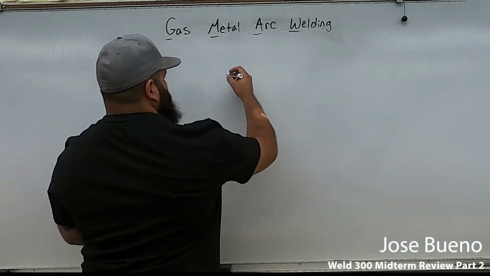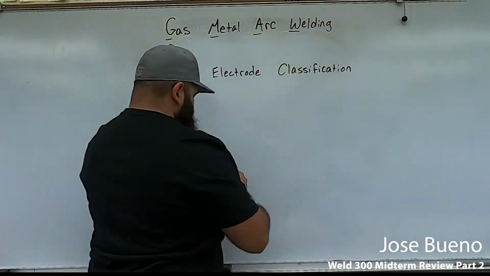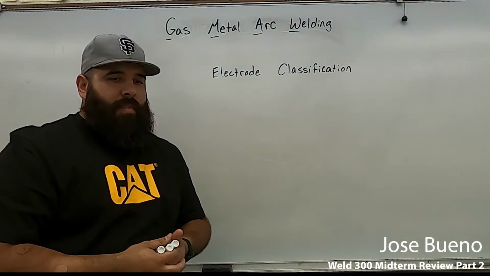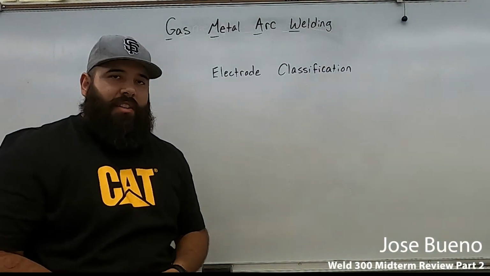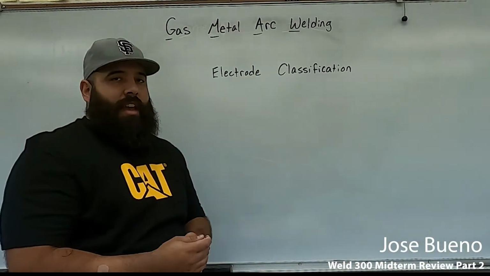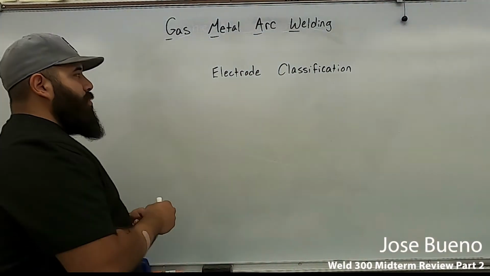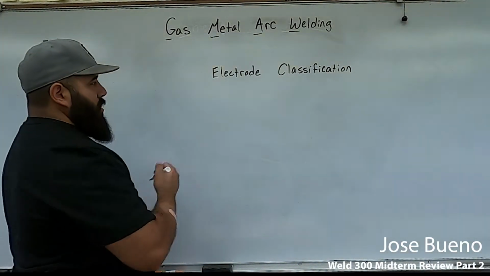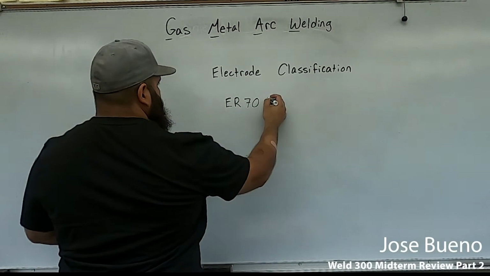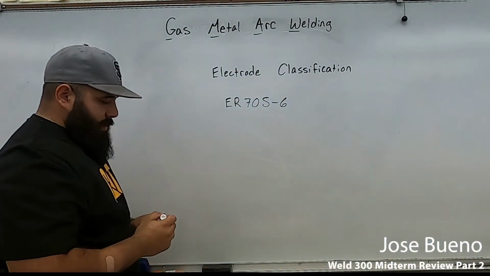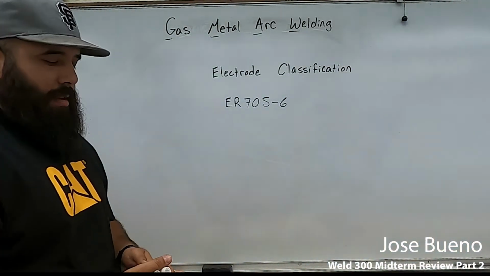Okay, now let's talk about electrode classification. Just like with SMAW, the electrodes that we use with GMAW also have a classification. They have a series of letters and numbers that are going to tell you a lot about the electrode. The particular electrode that we're using in our course is ER70S-6. And so we'll take this one part at a time.